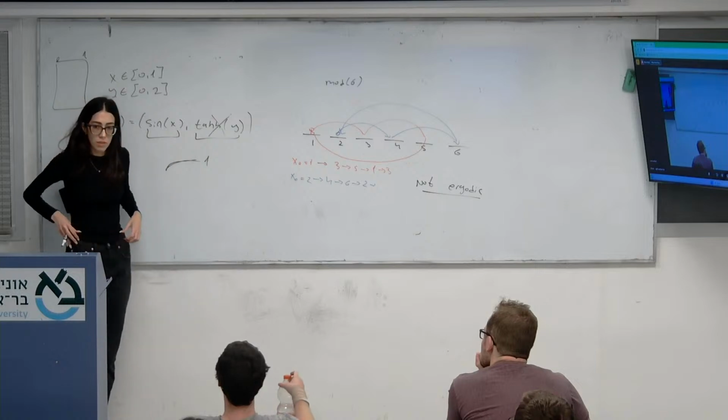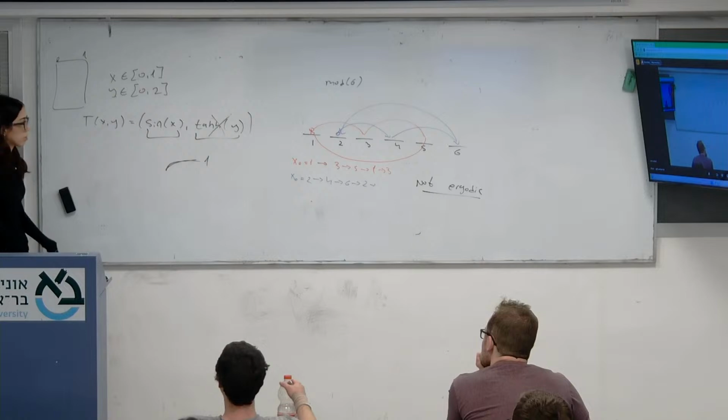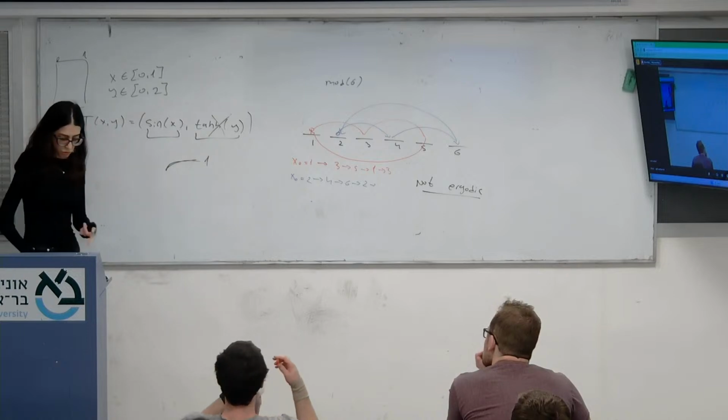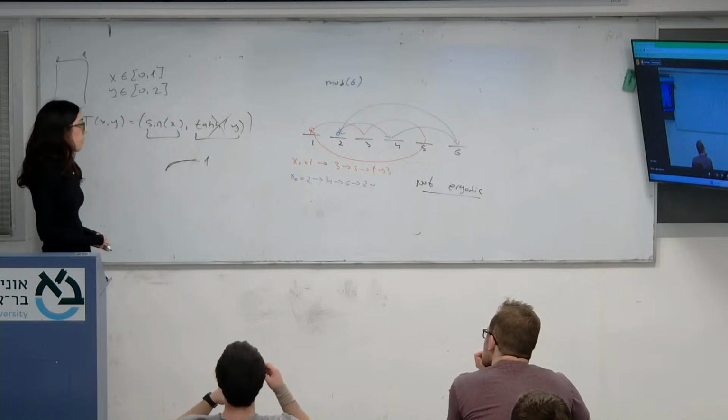What is the name of the function? Which one? T. Does it have a special name or something? The transformation? No, this is just a transformation. Okay. We're going to look now at a transformation that has a name.